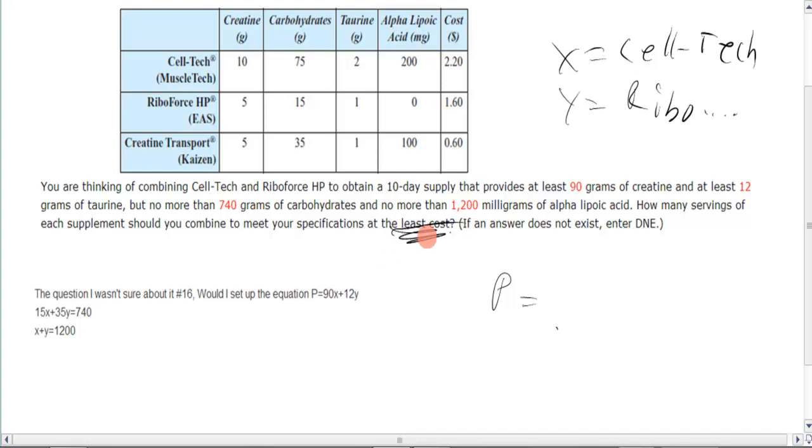Least cost. So therefore, we're going to say, what does it cost for Celtec? Celtec is $2.20. And then riboforce is $1.60. Our goal is to minimize that. All right, so there's our objective equation.